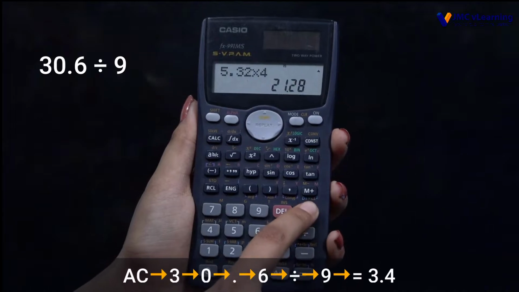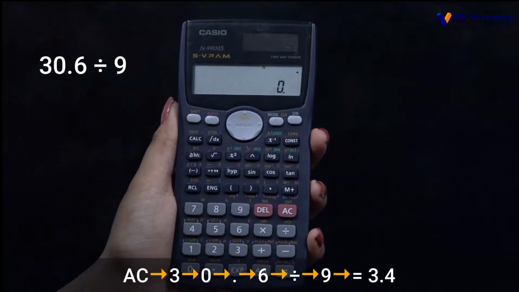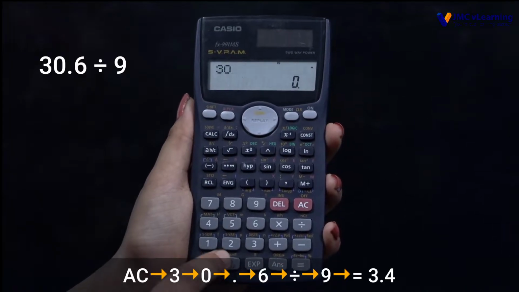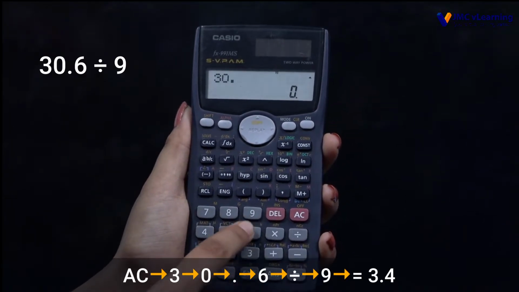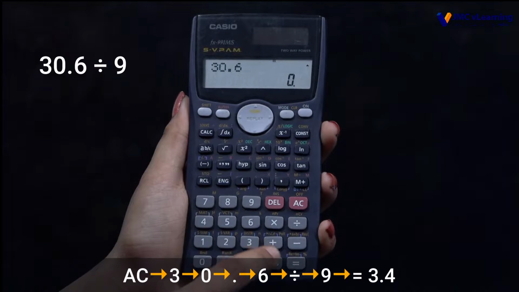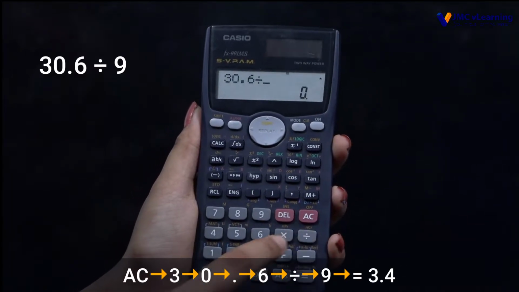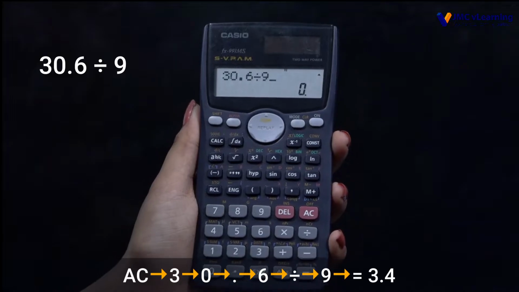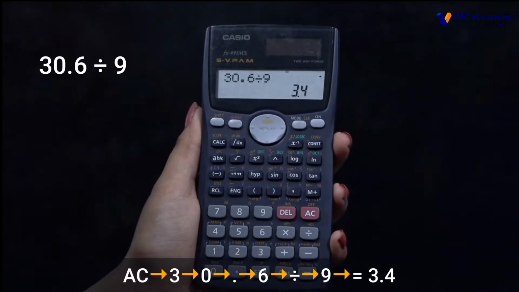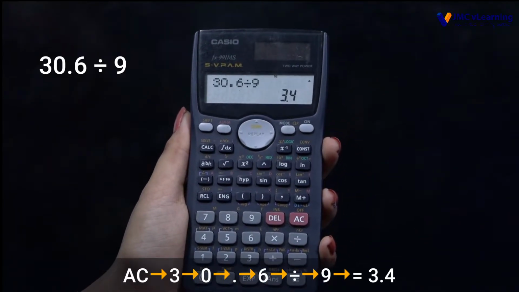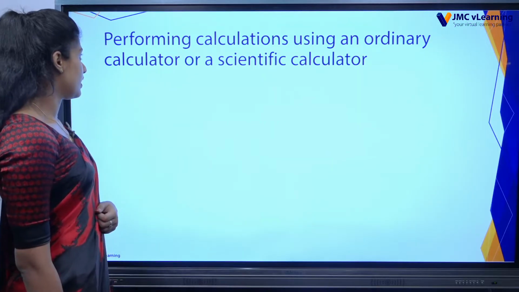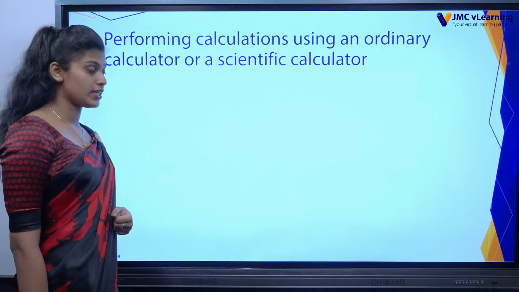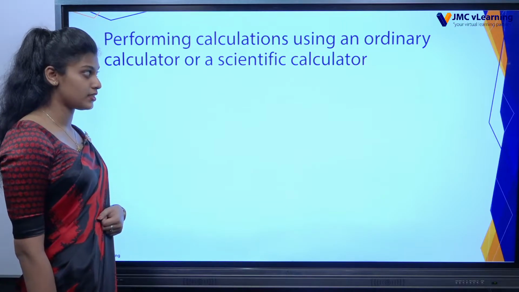First you have to press AC, then let's press 3, then 0, decimal point, after that 6, then the division key and 9. To get the answer you have to press the result key. The answer is 3.4. Then let's perform calculations using an ordinary calculator or a scientific calculator.